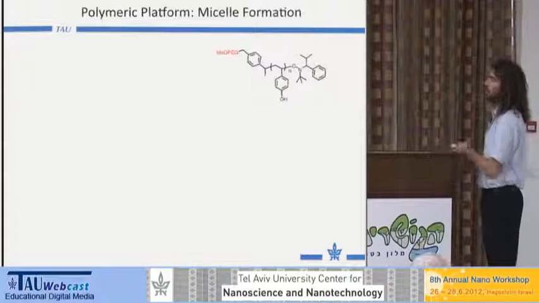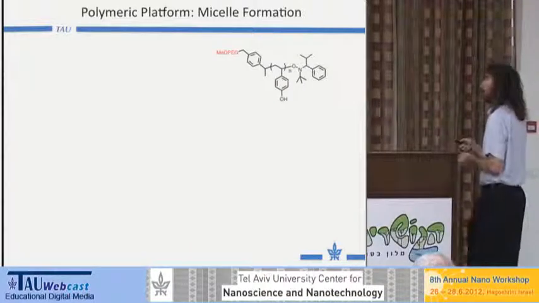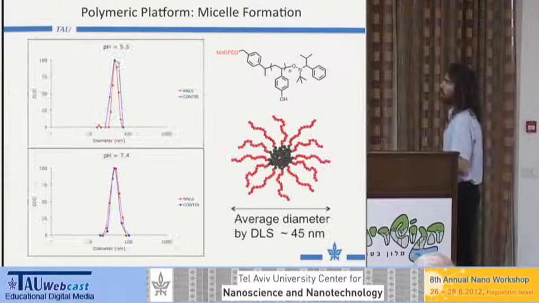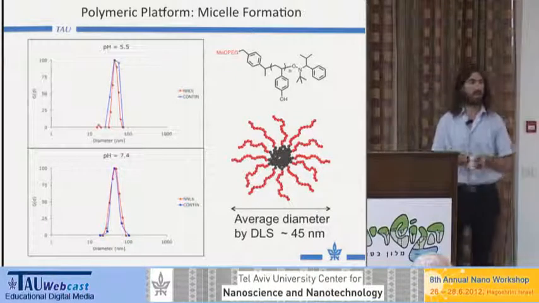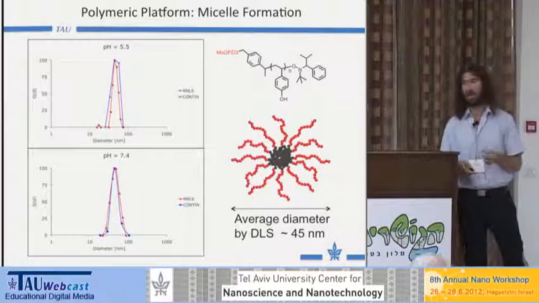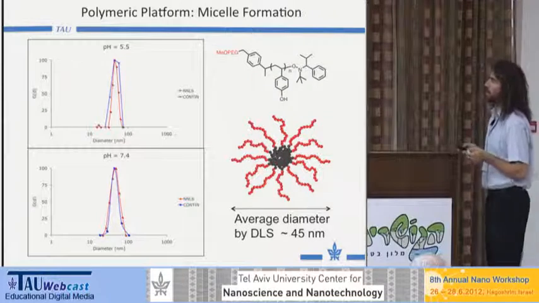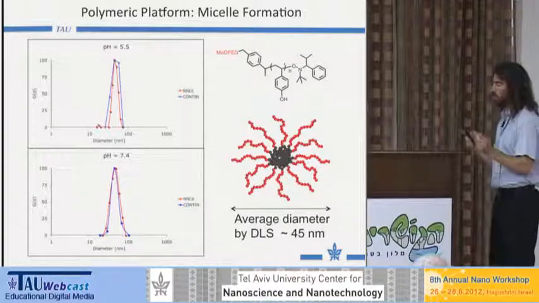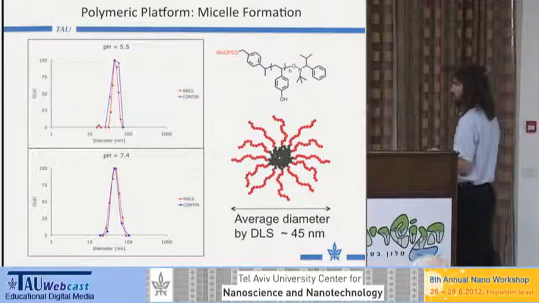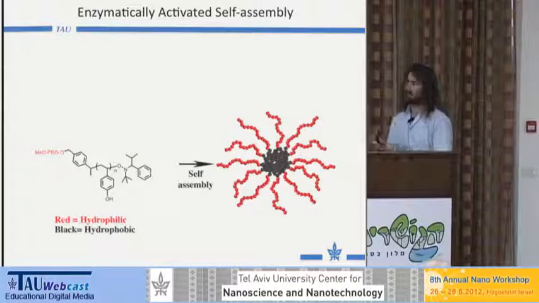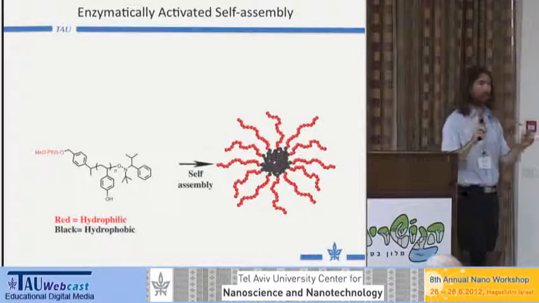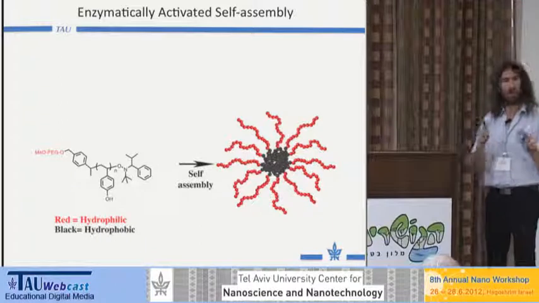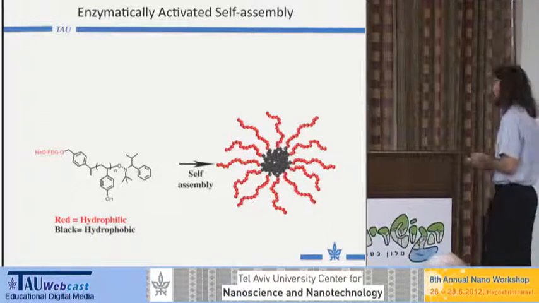We then take our amphiphilic block polymer, the PEG and 4-hydroxystyrene block polymer, and we put it into water and look at it by DLS. You can see that at both pH 5.5 and pH 7.4, we get a very nice structure with an average diameter of 45 nanometers, which correlates very well with the size of the block polymer. So we have our amphiphilic block polymer platform, and now the idea was to introduce enzymatic moieties.